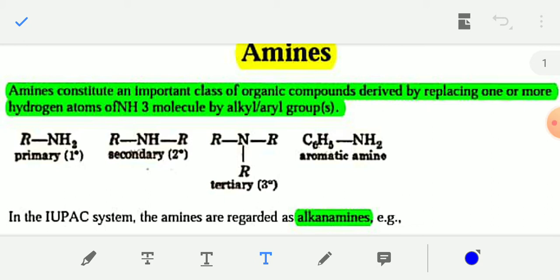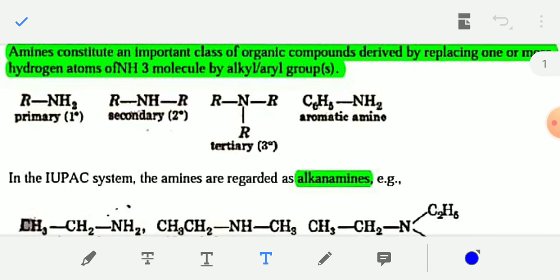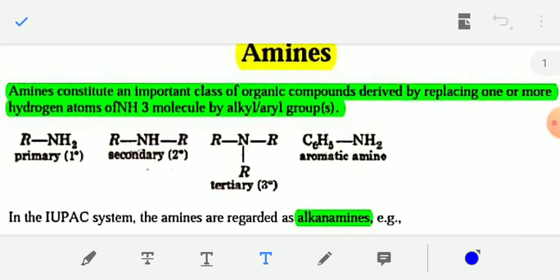Today I am going to discuss nitrogen containing compounds, chapter 13 of class 12 chemistry. In this chapter, you have to read about amines and diazonium chloride. So, first, see amines. What are amines? Amines are the derivatives of ammonia.